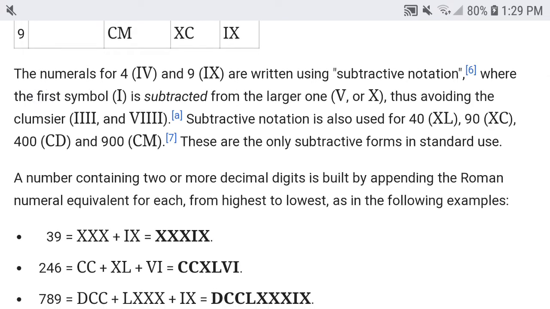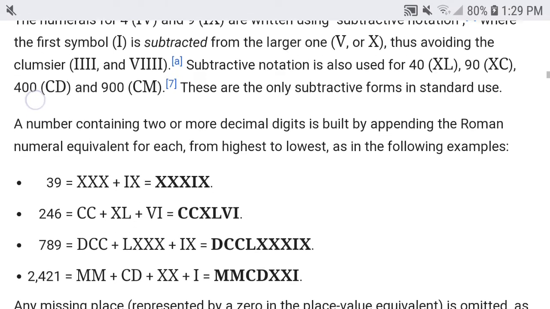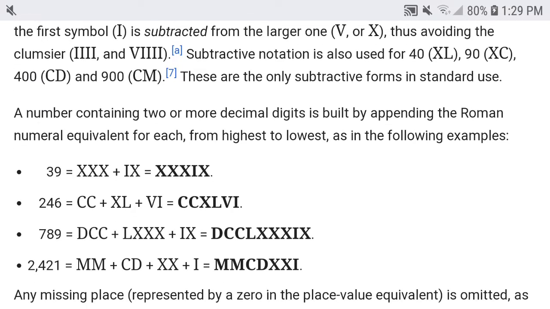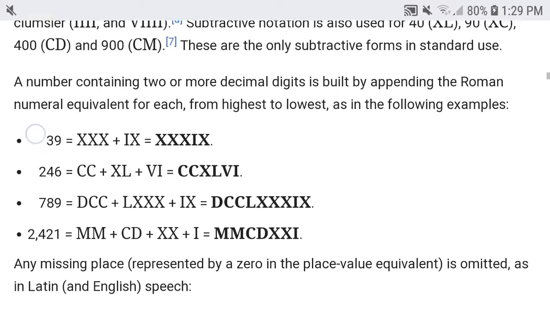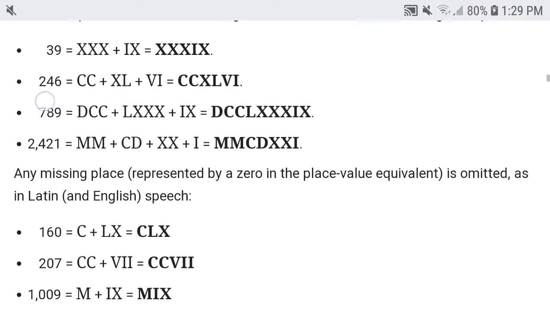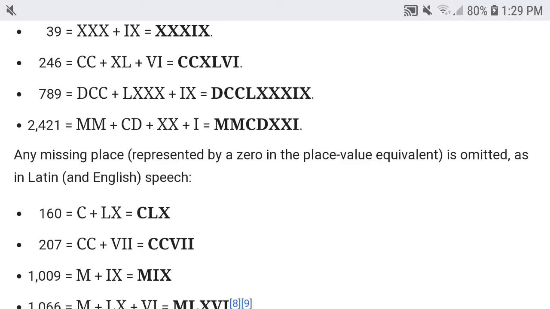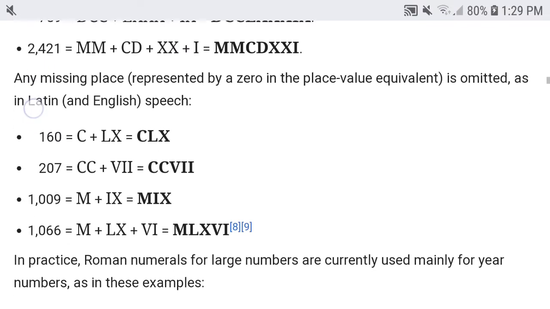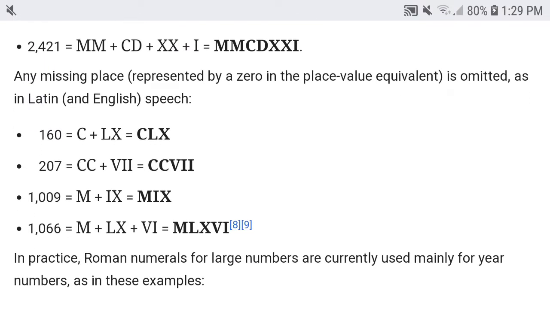A number containing two or more decimal digits is built by appending the Roman numeral equivalent for each from highest to lowest, as in the following example: 39 is 30 plus 9, which is XXX IX. So it's XXXIX. 246, okay. 2421, yeah. There's never an example for this, like for 1,000, right? Any missing place is omitted as in Latin and English speech.